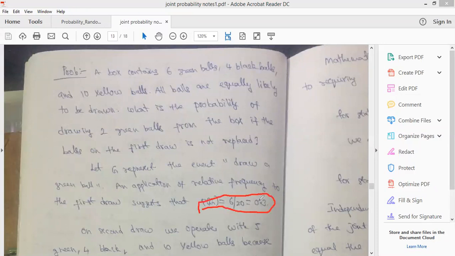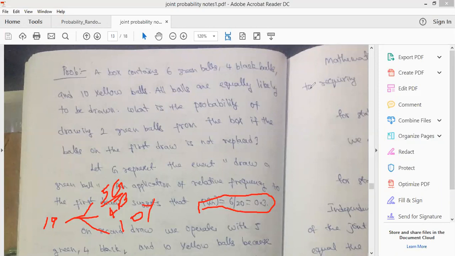Okay, now we are not replacing this ball. If you are not replacing this ball, the total number of balls in the bag will become 19. Before it was 20, now the total number of balls in the bag will be 19. Now how many green balls will we have in this? We have 5 green balls, and 4 black balls because we have not removed any black ball, and 10 yellow balls. So the total number of balls will be 19, but the number of green balls will be only 5 because we have already taken one green ball.